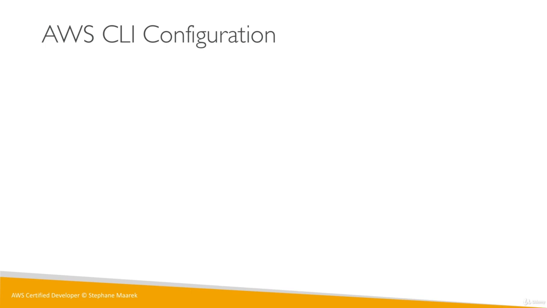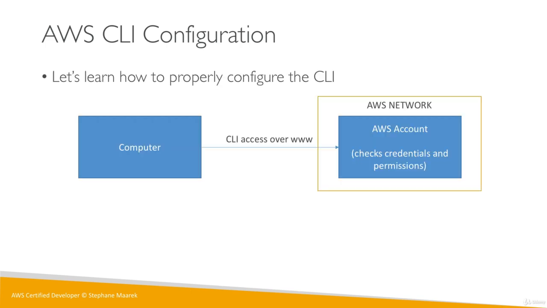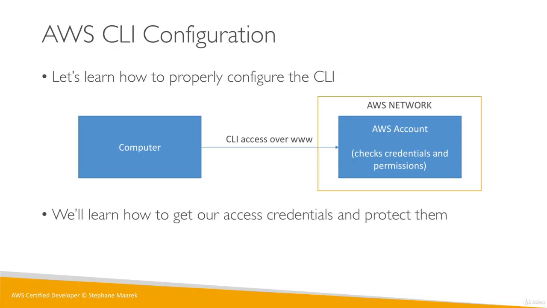In this lecture, we are going to configure the AWS CLI. So I want you to do it properly. That means that your computer, just to get an idea of how it works, will access the AWS network and your AWS accounts using the CLI, the command line interface, over the World Wide Web. And when you connect your computer to the CLI and to your AWS accounts, it will check for credentials and permissions. We'll learn how to set up these credentials and how to protect them.